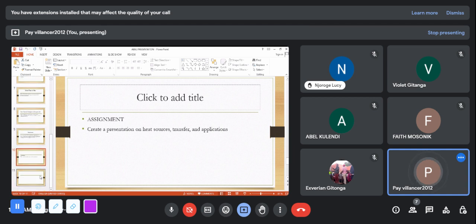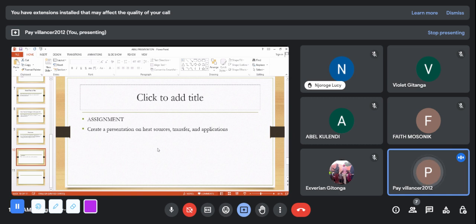Now we have the assignment there. The assignment says that you create a presentation on heat sources, transfer, and applications. So, as you know, heat has various sources. I want you to go and research on the various sources of heat, the transfer, and applications.